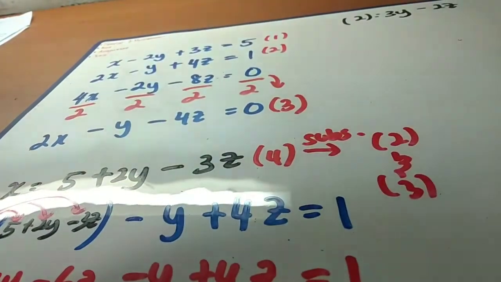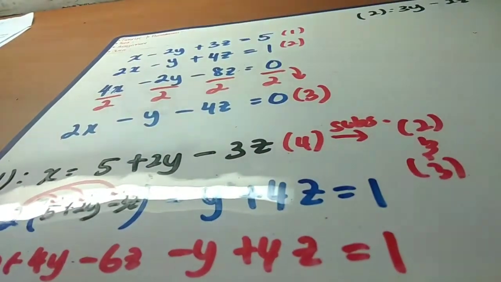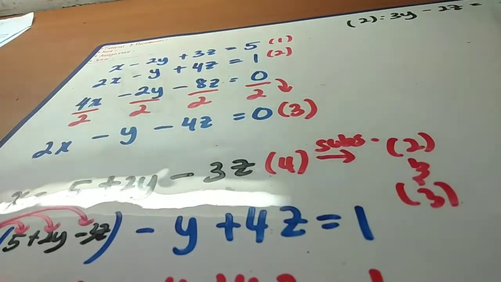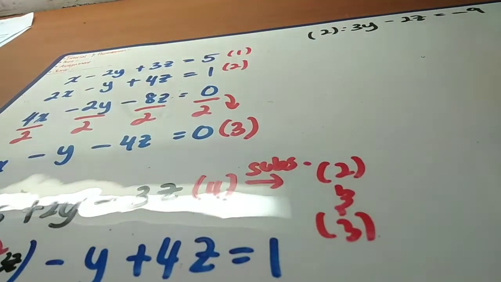Okay, 2z, you can see there. And then 10 I bring to the right hand side, so 1 minus 10 equals negative 9. I hope you can see. And then we are done for equation 2. Actually not. Let's work on equation 3.